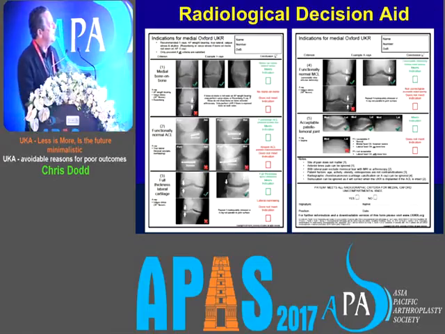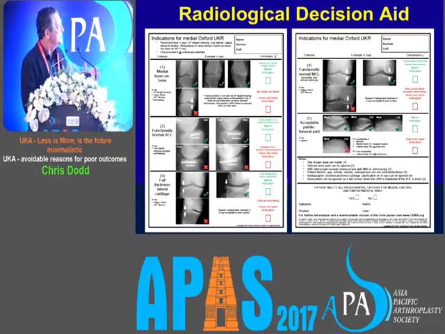Now, just to add a bit to Rami, there is now a radiological decision aid. It really is rather useful. It shows you that the decision to operate for a uni or not is based entirely on x-rays. So do your stress x-rays. You then look to make sure there's bone on bone. So if there is bone on bone, you can do a uni. If there isn't, don't do one.